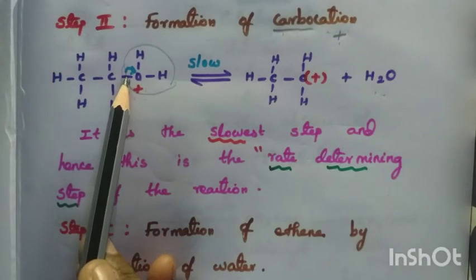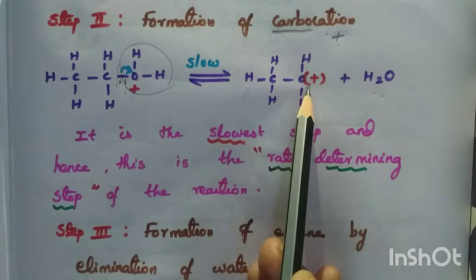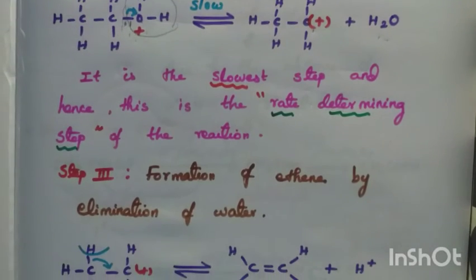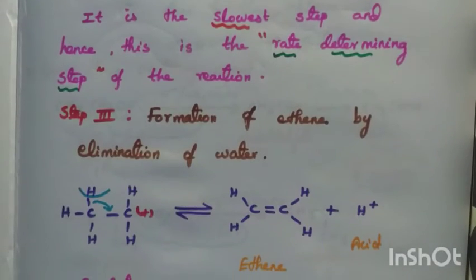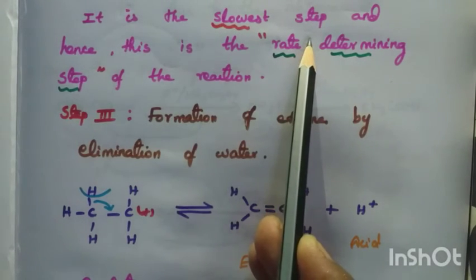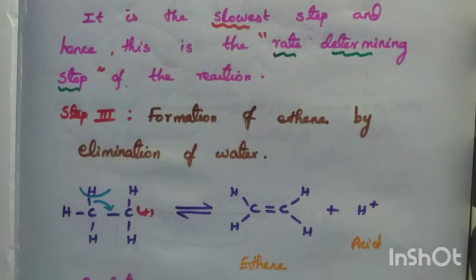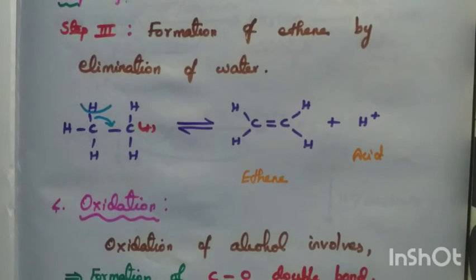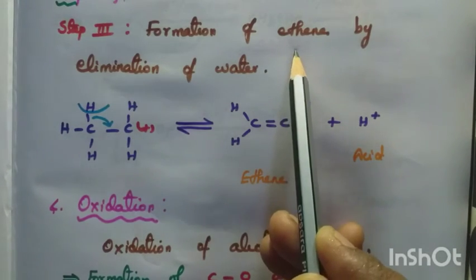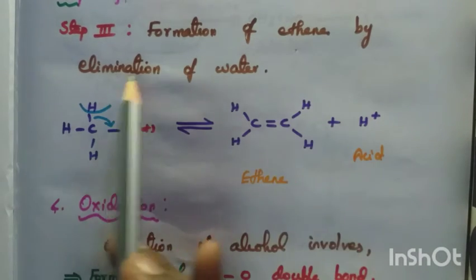This carbon loses the bond, no? So it carries which sign? Plus sign. Carbon carrying plus sign is called carbocation. And it is the slowest step. The slowest step is always the rate determining step, no? So the second step is the rate determining step. And the third one is formation of ethene. Now we are going to get the product ethene by the elimination of water.